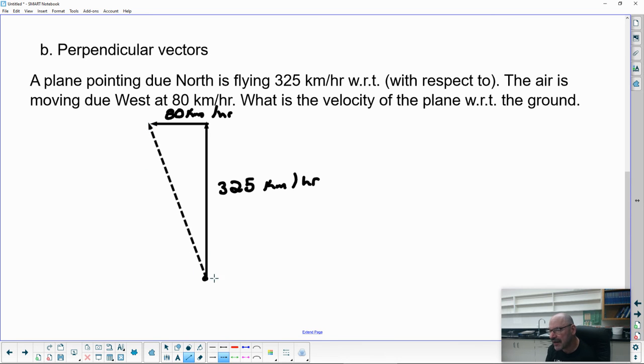Now we can see that it went northwest. So we need the size of the vector, and we need this little angle down here. So I'm going to put an angle measure in there in green.